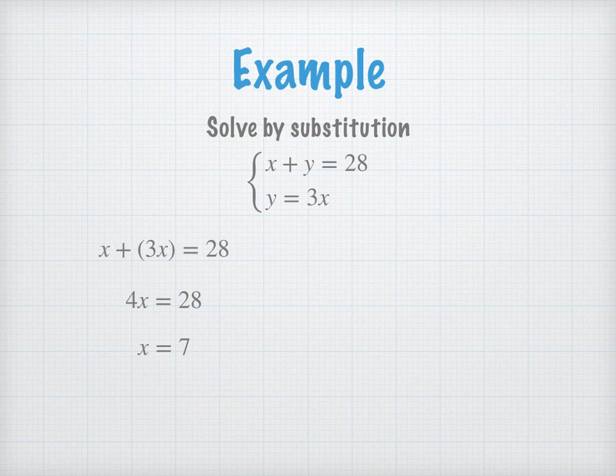Well, now that just gives us a solution for x. We need a solution for x and y both. So we're going to plug this back into either of our original equations. I'm going to use that second one. So I know y should equal 3 times x. I know that x equals 7. So I'm saying y equals 3 times 7. 3 times 7 is 21. Therefore, y equals 21. This gives me a solution, an ordered pair, of 7, 21.